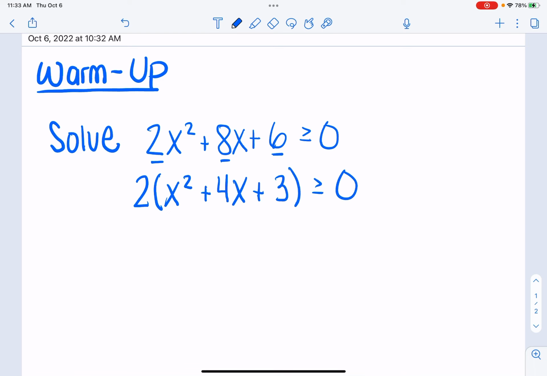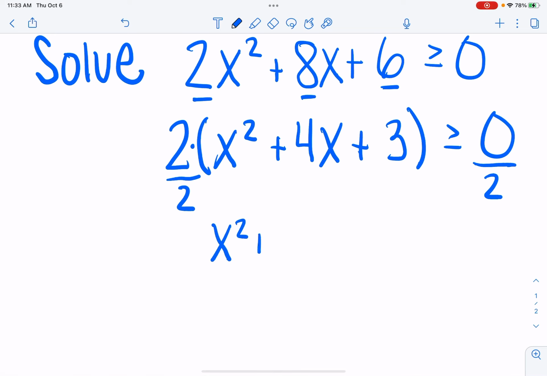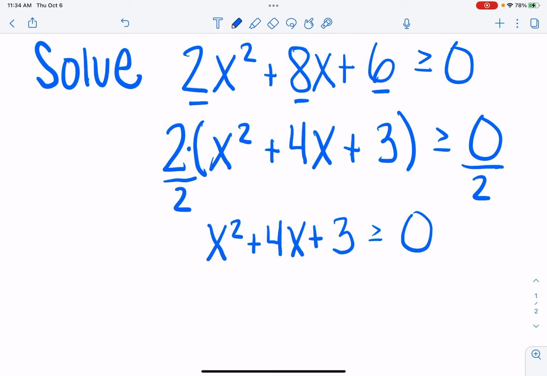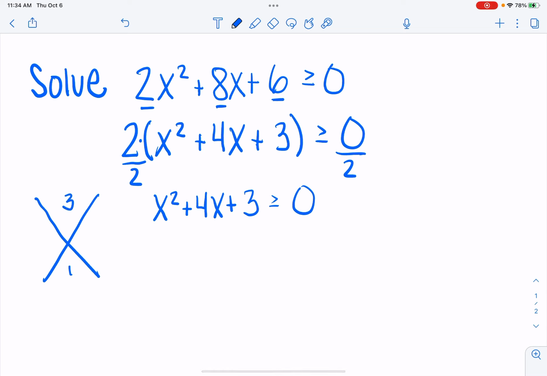Now the nice part is that the 2 is multiplying, so I can divide both sides by 2 just to get what's in the parentheses: x squared plus 4x plus 3 is greater than or equal to 0. This just makes your numbers a whole lot simpler for the problem. Next we're going to factor x squared plus 4x plus 3 using our x method. You want two numbers that multiply to give 3 but add to give 4, and that would be a positive 3 and a positive 1. So you get x plus 3 and x plus 1 is greater than or equal to 0.